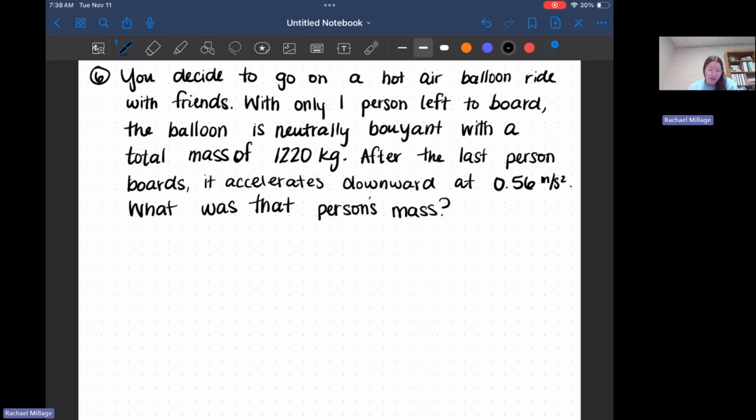So you decide to go on a hot air balloon ride with friends. With only one person left aboard, the balloon is neutrally buoyant with a total mass of 1,220 kilograms. After the last person boards, it accelerates downward at 0.56 meters per second squared. What was that last person's mass? So force equals mass times acceleration, or the sum of forces in my y direction, my total force.